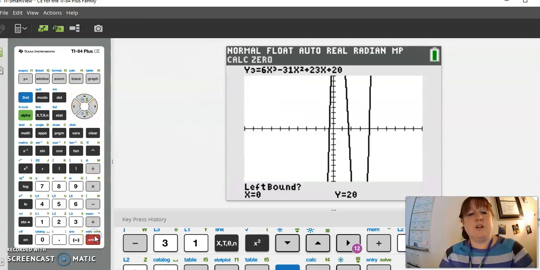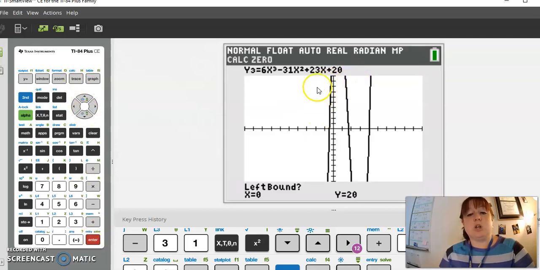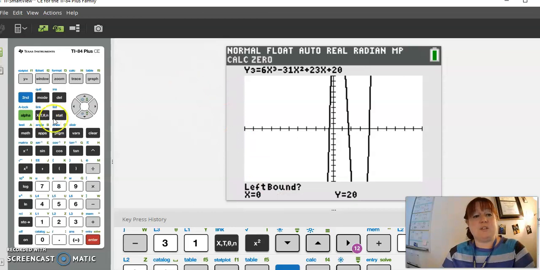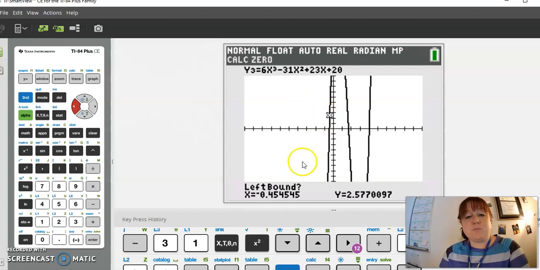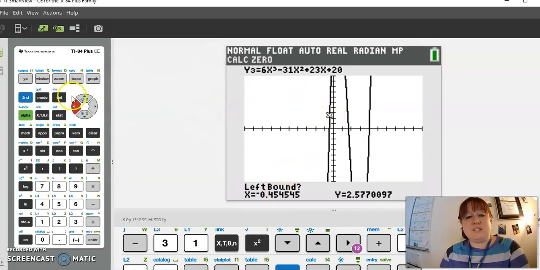I push enter, and it asks, where do you want me to look? That's what this question is saying, left bound. It's saying, tell me the farthest left that you want me to look for this 0. We have to put a little box around the 0 that we want. We need to go to the left and to the right of the 0. You see the little cursor? This tells me where the cursor is. I want it to the left of this 0, so it's not quite to the left. There we go. Now it's to the left of the 0, so I push enter.